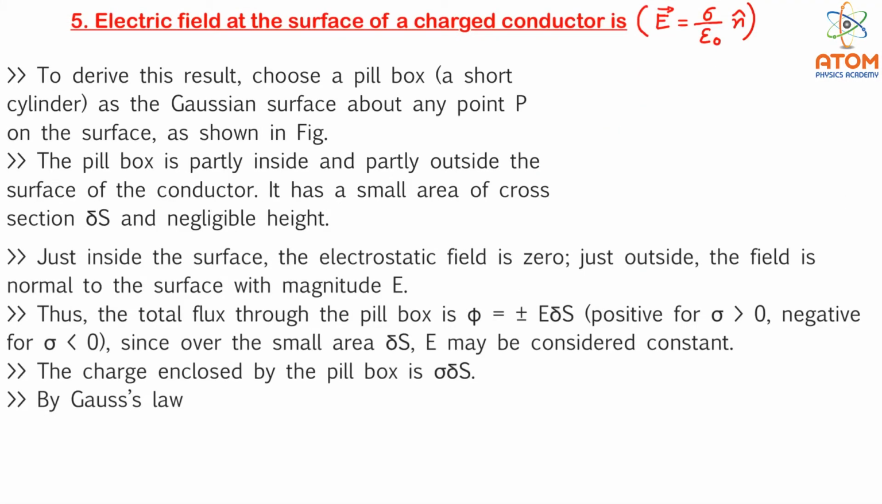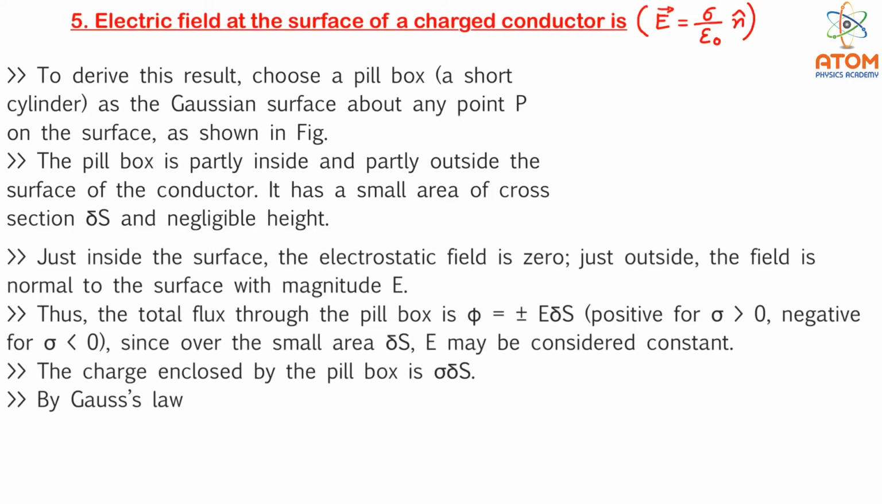Now let us see the fifth important point of the electrostatics of conductors. The electric field at the surface of a charged conductor is E = sigma upon epsilon 0 n cap. It means for a charged conductor, the electric field will be equal to this expression on the surface.